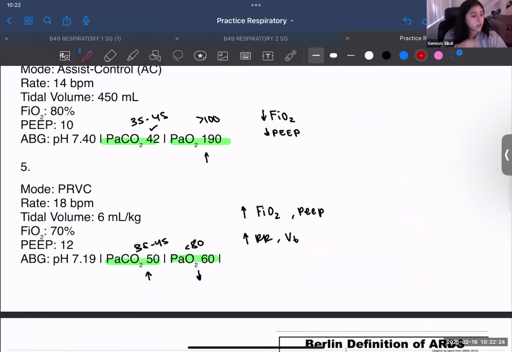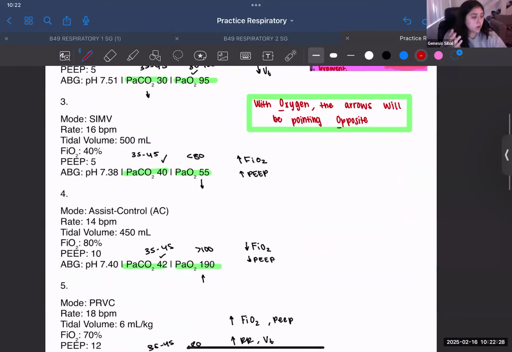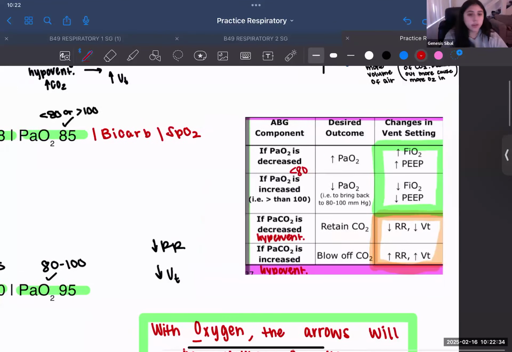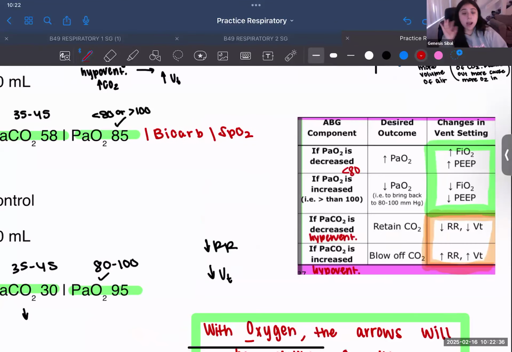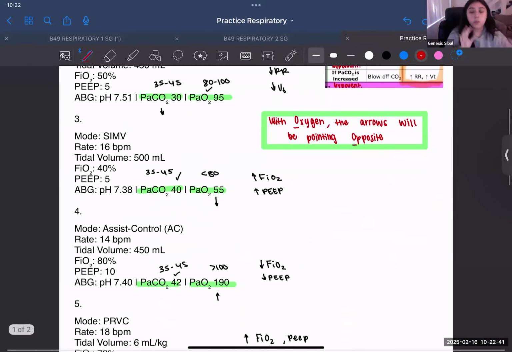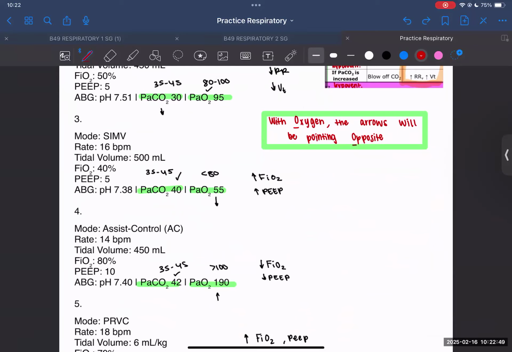She will more just put something like PRVC within the mode, assist control within the mode, SIMV, volume control. So even if you don't know what they are, really all you're going to be doing is following this chart right here. I don't think you have to know everything. I only knew what I'm going to tell you, and that's all I knew going into it. And I'm glad I didn't overthink that. So that's what I would say for that.